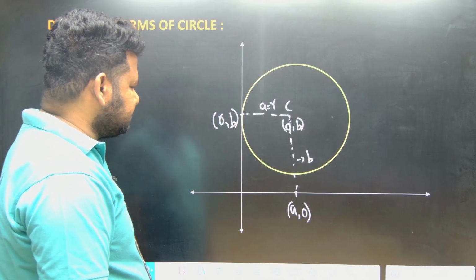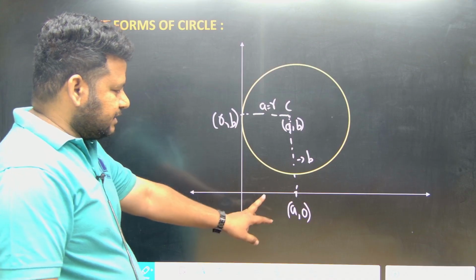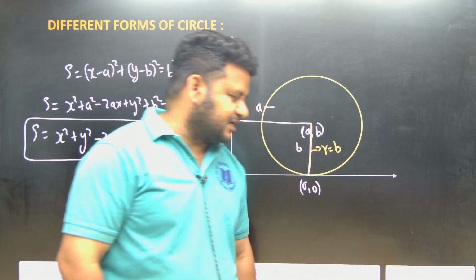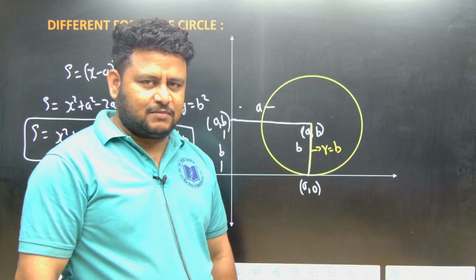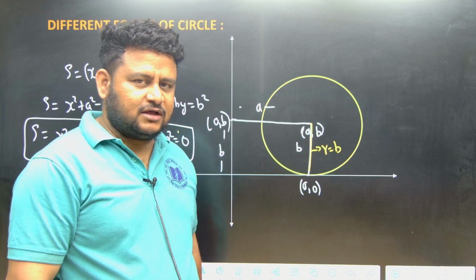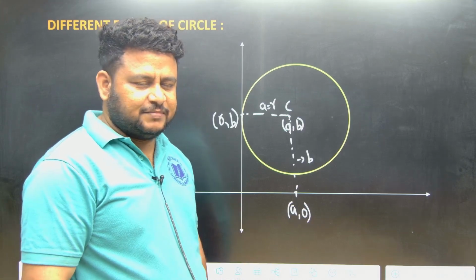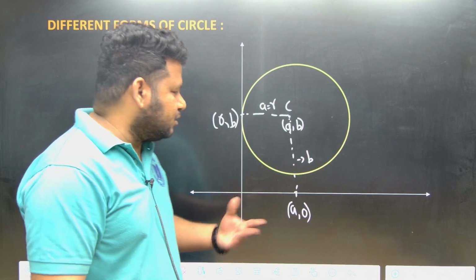So the radius here is nothing but the x coordinate of the center. If the circle is touching the x axis, the center will be (a, b), but the radius will be equal to the y coordinate. And if the circle is touching the y axis, the center will be (a, b), and the radius will be the x coordinate, the reverse.